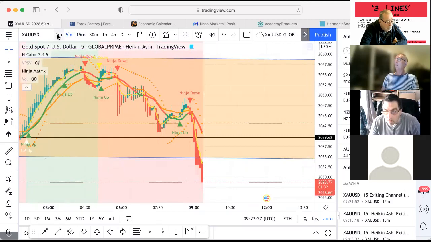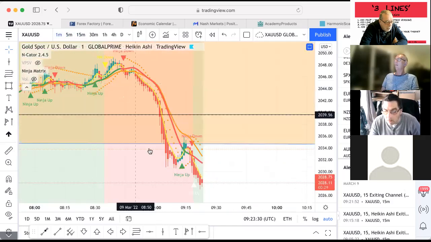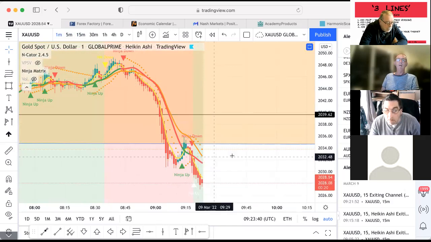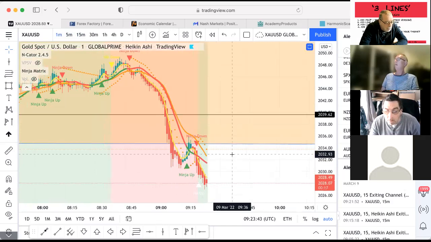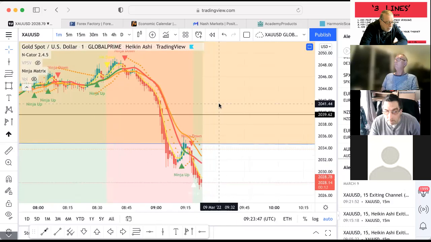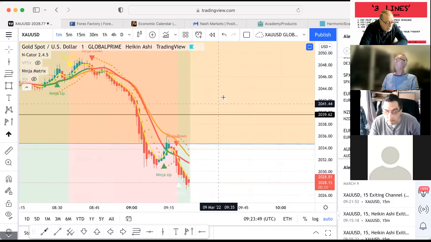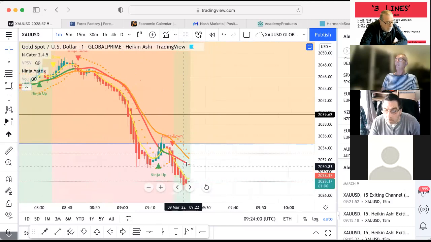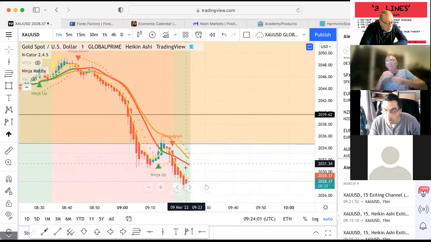And why don't we look at the 1 minute? Right, okay, so there's a word of caution. We've reverted from Ninja Matrix down to Ninja Matrix up. That wouldn't necessarily prevent me from taking a trade, because the 1 minute chart is extremely volatile and can change in the blink of an eye. And although we've got the green matrix indicating a potential buy, everything else is staying very strongly a sell.